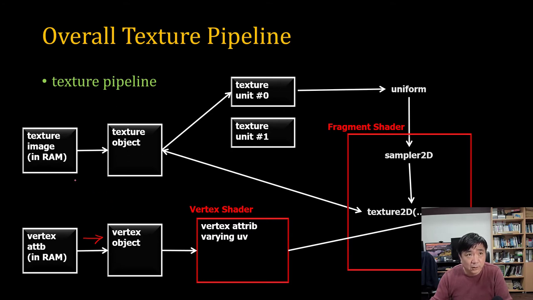A texture is the same as a vertex buffer object. We create a texture object and then send the texture image or texture data to the texture object. It is stored in RAM, CPU memory, and then it will be sent to GPU memory. The GPU can have multiple texture objects, at minimum I think 8 texture units in one GPU. Normally, if we use just one texture, texture unit 0 will be used.